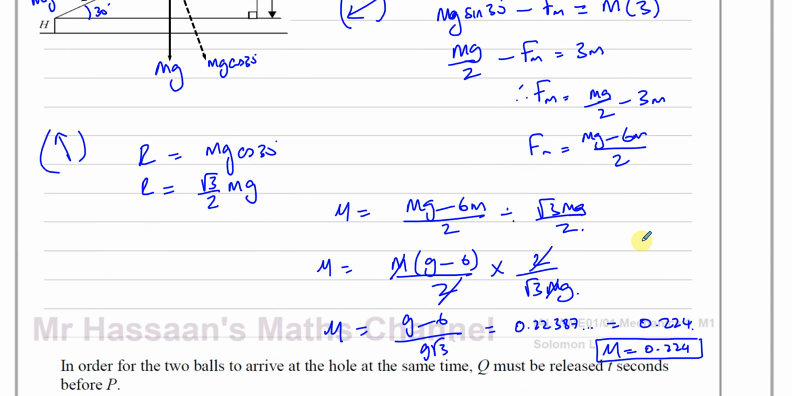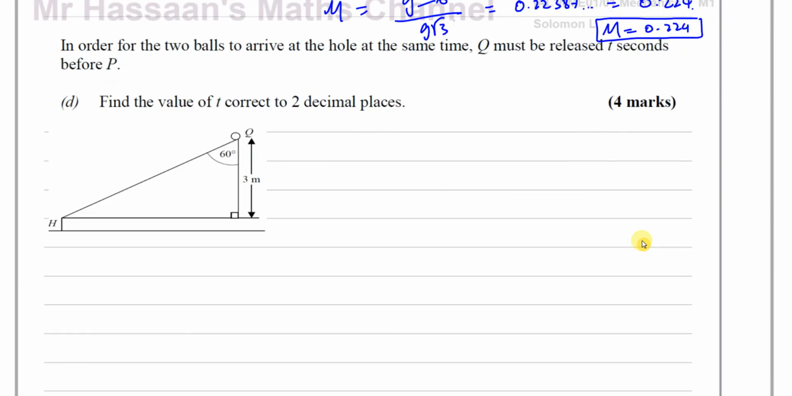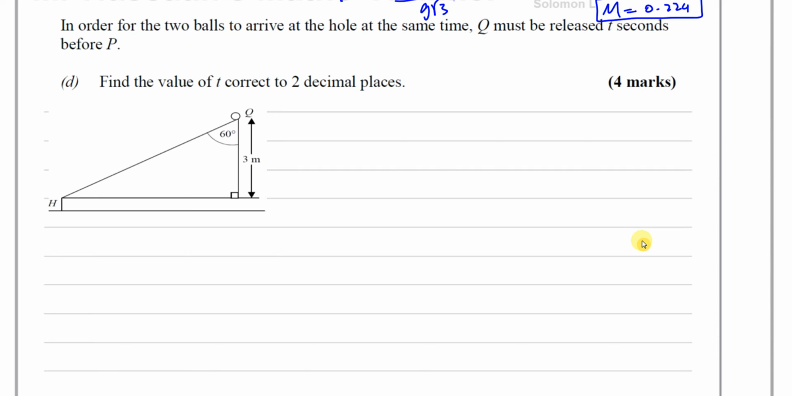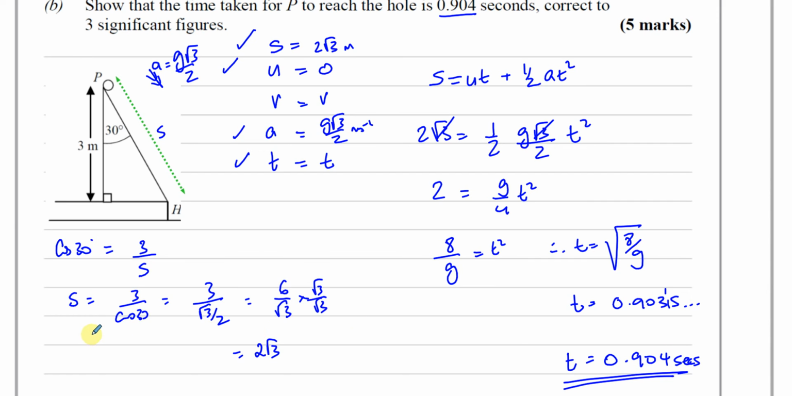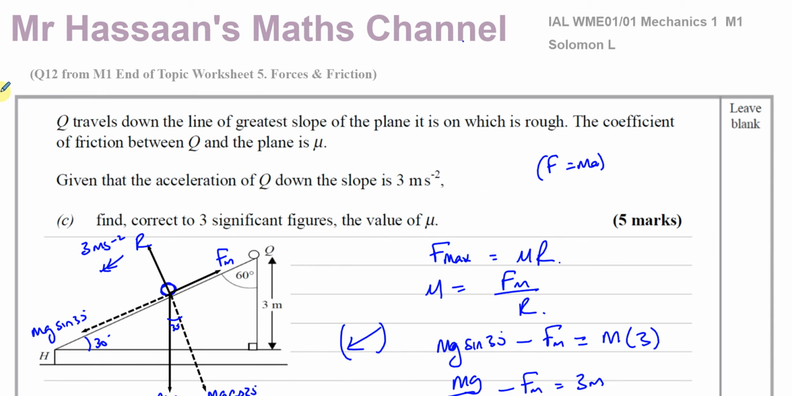Okay, and now we've got to go on to part D. It says, in order for the two balls to arrive at the hole at the same time, Q must be released t seconds before P. All right, so the time for P to reach the hole is given in the last part of the question as 0.9035. I'll write it in the more exact form, 0.9035.